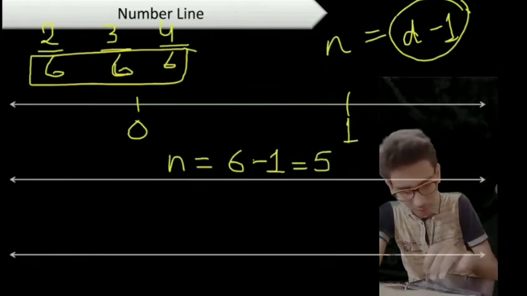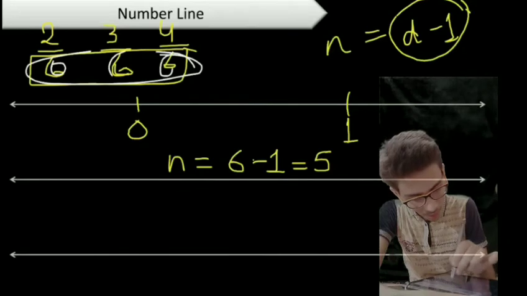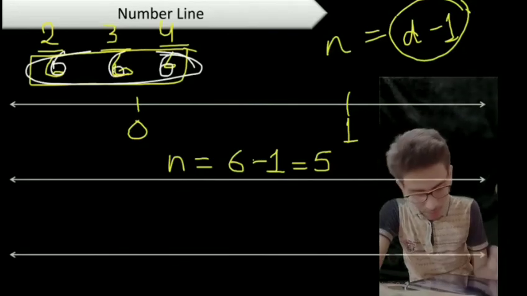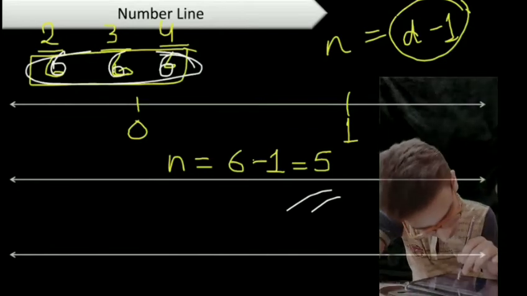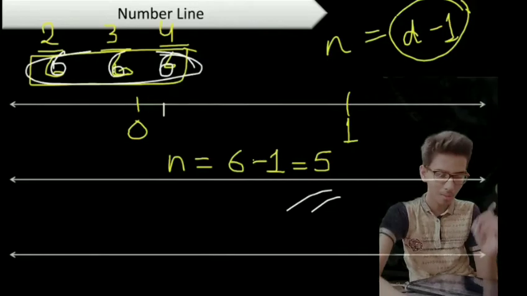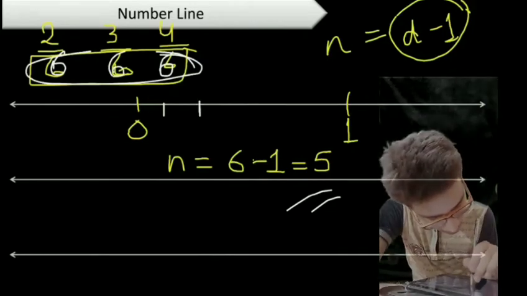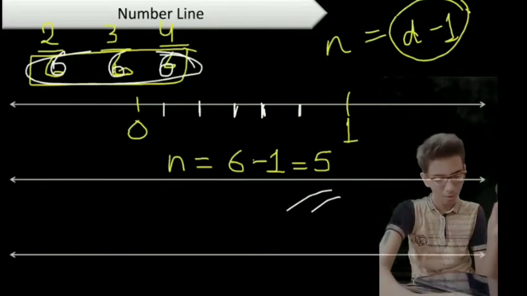6 came from where? From where 6 came? 6 are from here. You have all the 6 over here, right? So 6 came from there. So d is equal to 6. So we are going to make 5 lines. 1, 2, 3, 4 and 5. Correct? 1, 2, 3, 4, 5.